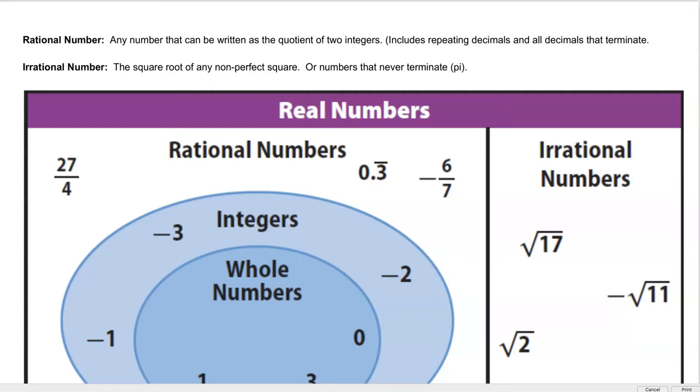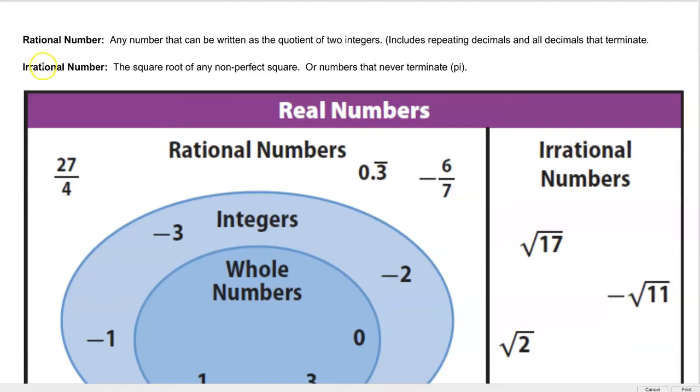So the number system is basically made up of the real numbers. We're going to start with just real numbers. You're going to learn about imaginary numbers in later classes. Real numbers are made up of two types of numbers, rational numbers and irrational numbers. So far in your math career, you've only worked with rational numbers pretty much.